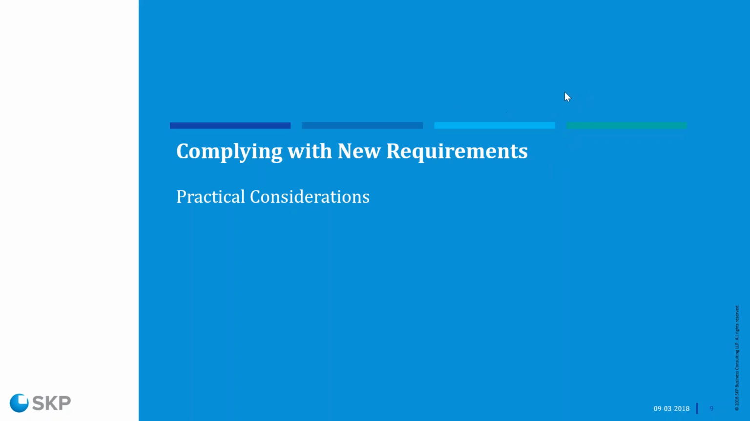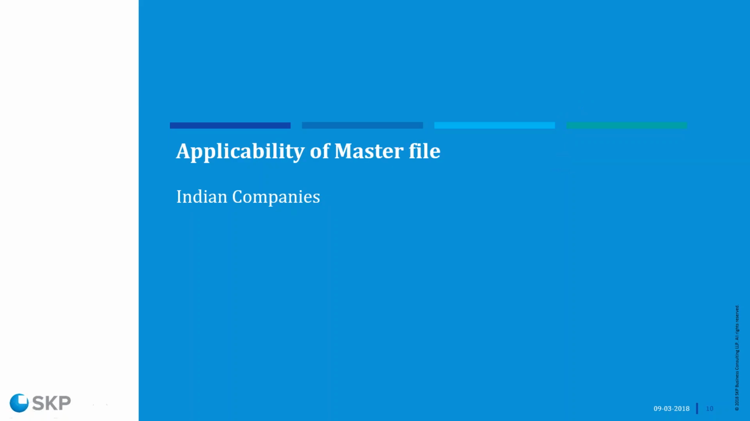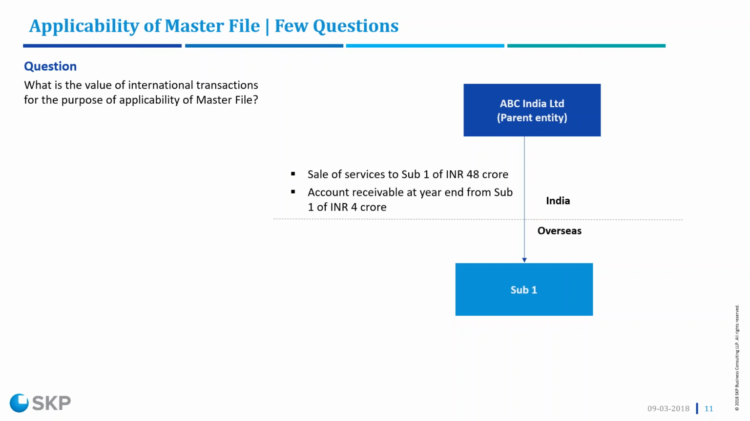Perfect. Thanks, Renu. Maulik, moving on, as I mentioned in the beginning, we will now look at some of the practical aspects. And the first aspect is on the threshold, that is basically the applicability of master file preparation itself. We saw two levels of threshold, 500 crore and a 50 crore threshold. And Maulik, it would be great if you could take us through some of the interesting scenarios and your views on them as well.